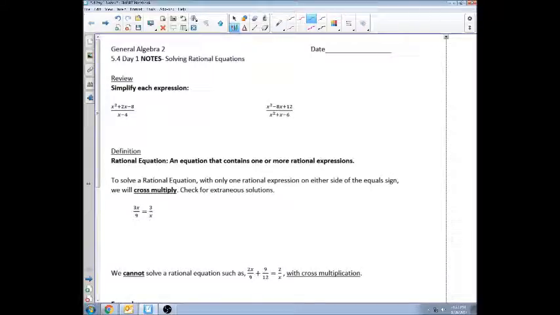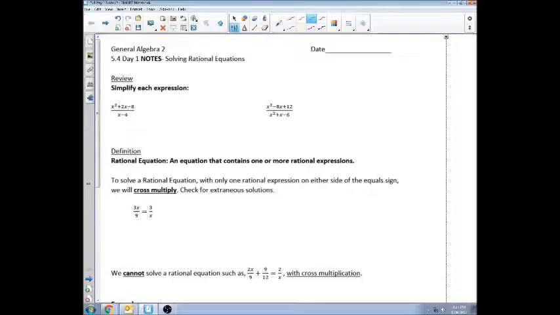This lesson is for my Algebra 2 class. It is 5.4, Day 1, Solving Rational Equations. So now what we're going to do is take some of the ideas that we used in the last section, and we're going to solve our rational equations, okay?